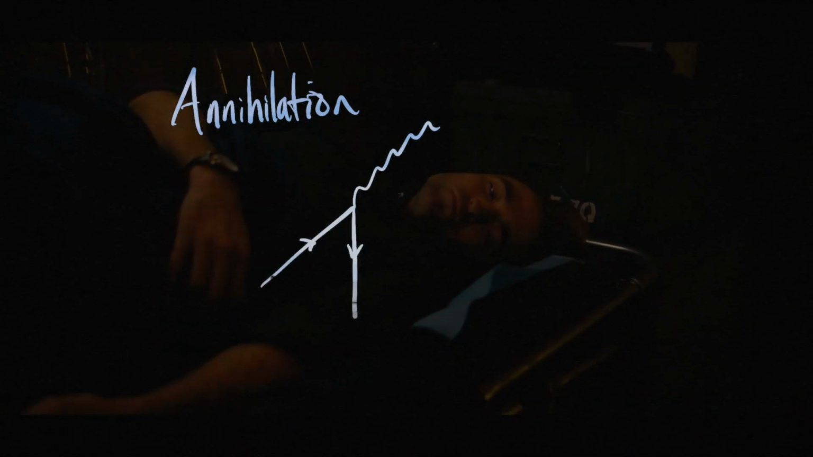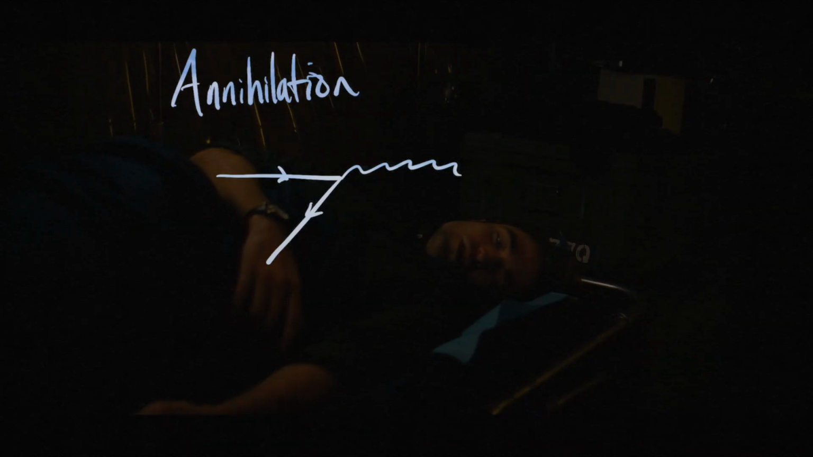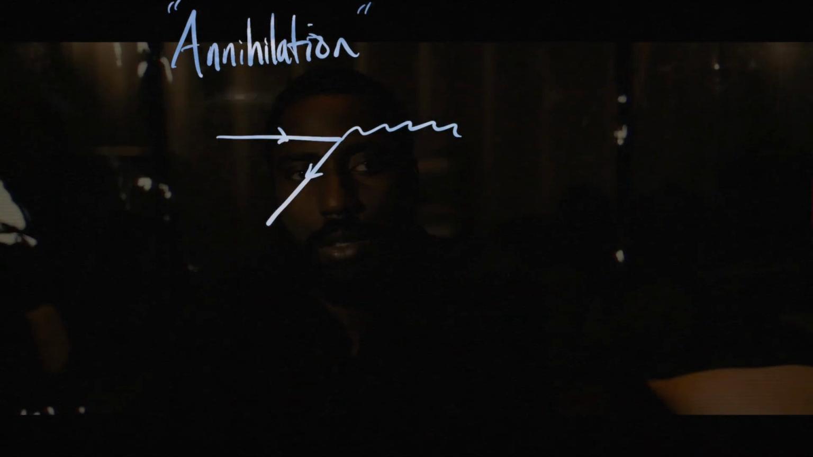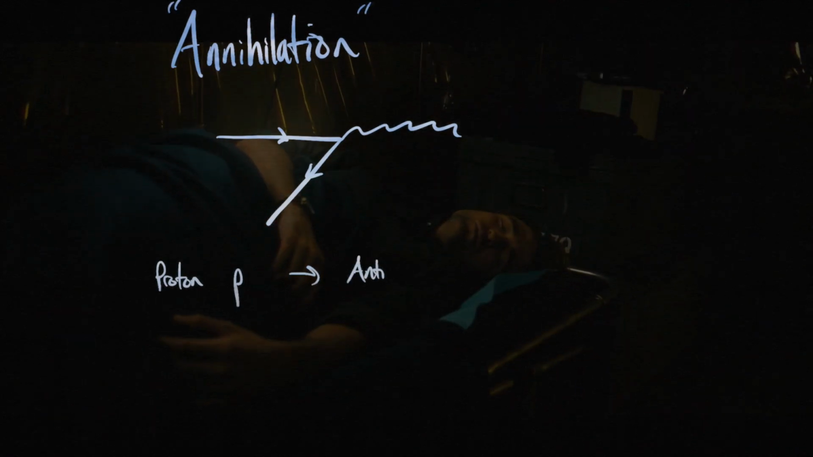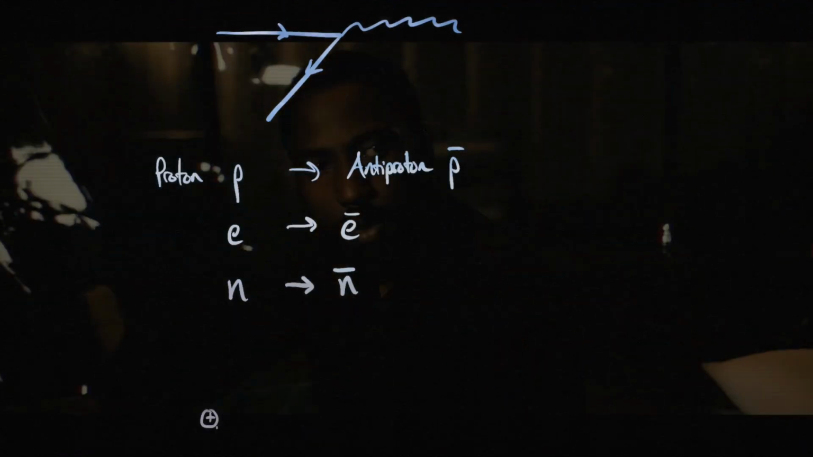Antimatter basically acts exactly like matter. There's no discernible difference between matter and antimatter, except that it has opposite properties in a lot of ways. An anti-electron has the same mass as an electron, but it is positively charged as opposed to negatively charged.